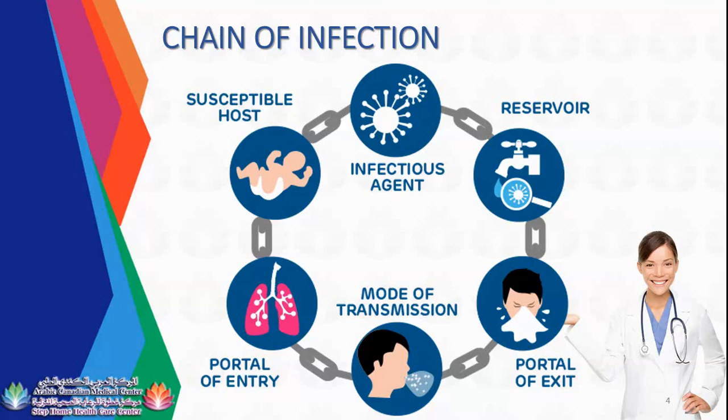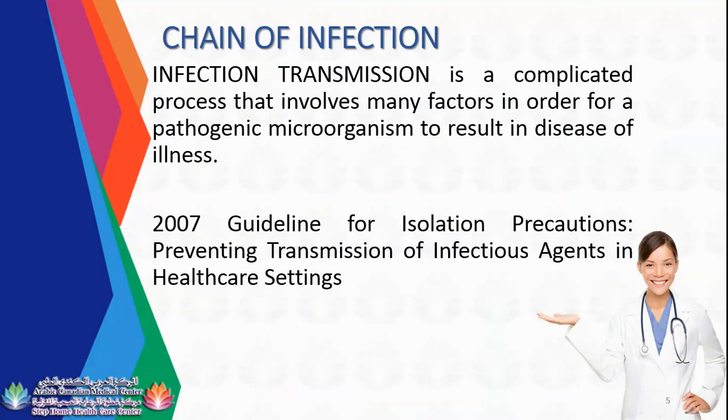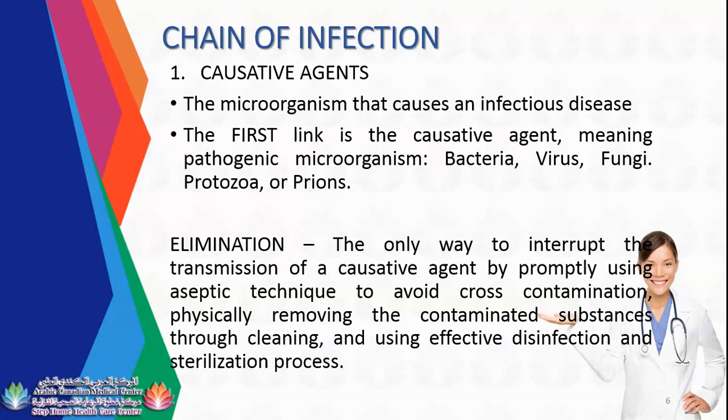Infection transmission is a complicated process that involves many factors in order for a pathogenic microorganism to result in disease or illness. The causative agent is the microorganism that causes an infectious disease. The first link is the causative agent, meaning pathogenic microorganisms such as bacteria, viruses, fungi, protozoa, and prions. The only way to interrupt the transmission of a causative agent is promptly using aseptic techniques to avoid cross-contamination, physically removing the contaminated substance through cleaning, and using effective disinfection and sterilization processes.